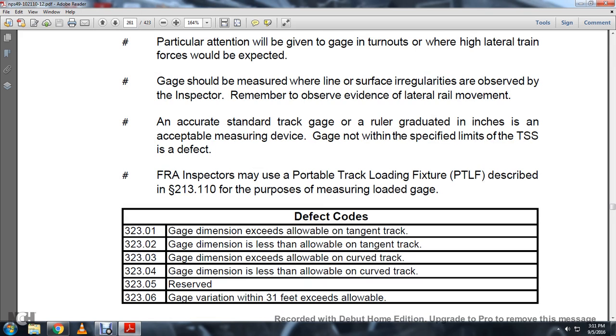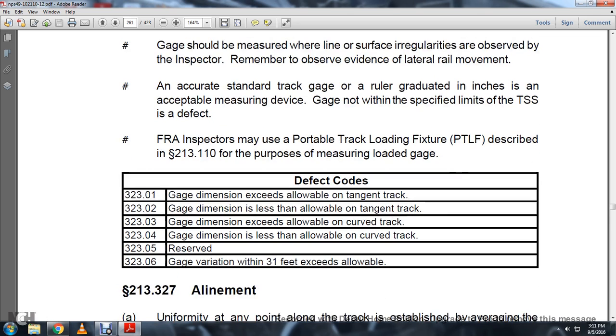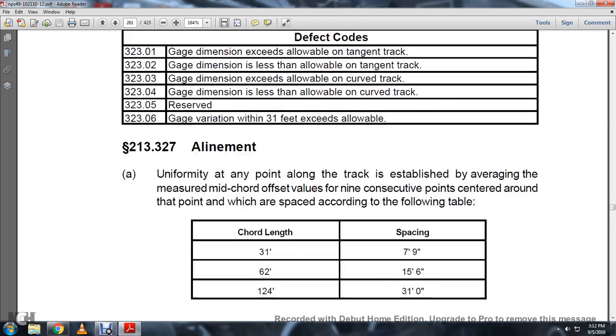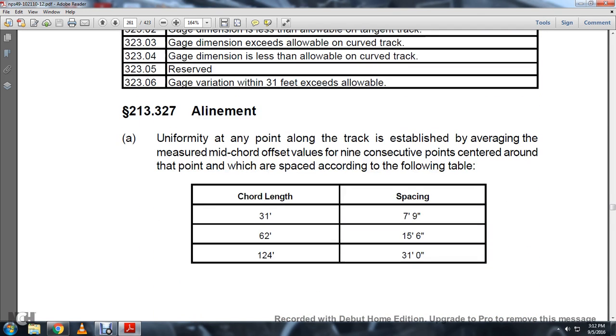The FRA inspectors may use a portable track loading fixture, or PTLF, as described in section 213.110, for the purpose of measuring gauge under load. 32301, gauge dimension exceeds allowable for tangent track. 32302, gauge dimension less than allowable for tangent track. 32303, gauge dimension exceeds allowable for curved track. 32304, gauge dimension less than allowable for curved track. 32305, reserved. 32306, gauge variation within 31 feet exceeding allowable. And we're going to take a break in alignment.